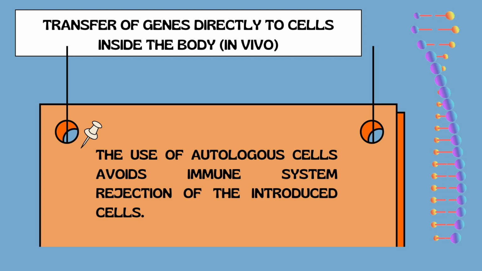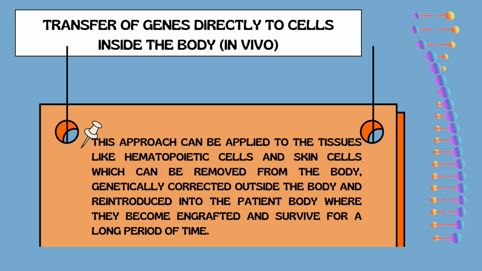Here, in gene therapy using autologous cells, which are cells taken from the same individual, it eliminates the risk of the immune system rejecting the introduced cells. This is because the body recognizes its own cells and does not mount an immune response against them. This approach is particularly beneficial in gene therapy, where cells are modified and reintroduced to treat diseases. By using the patient's own cells, the risk of rejection is significantly reduced, making the therapy safer and more effective.